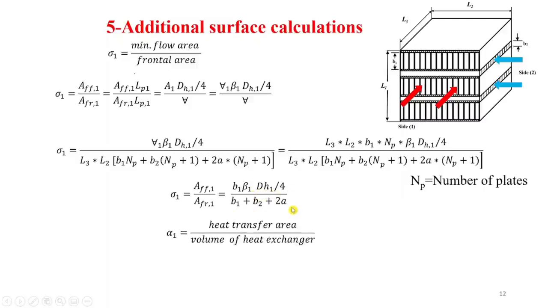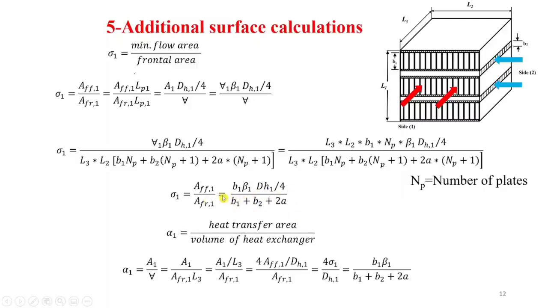You do the same thing actually. I'm sorry, but it's obvious that sigma 2 is going to be the same expression, but substituting 1, 1, 1, but with 2 instead of 1. Alpha also is a very fundamental parameter in designing and rating gas-to-gas heat exchanger or compact heat exchanger in general.